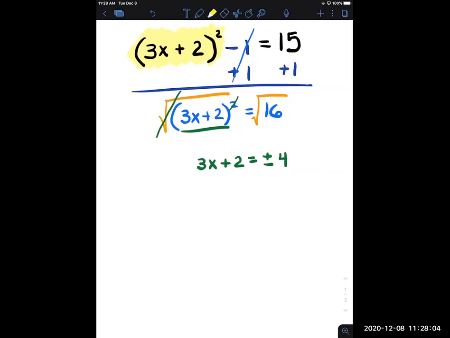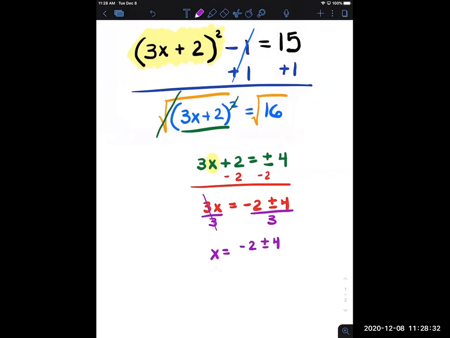Now your next step, the third step, is to solve for x. So I'm going to subtract 2 on both sides. We get 3x equals negative 2 plus or minus 4. And then I need to get rid of the 3 in front, so I'm going to divide both sides by 3. X equals negative 2 plus or minus 4, divided by 3.